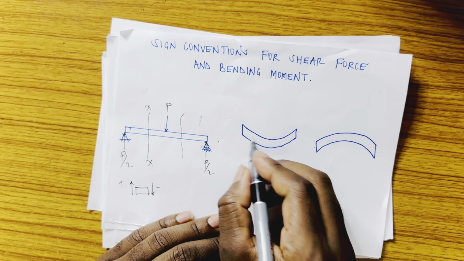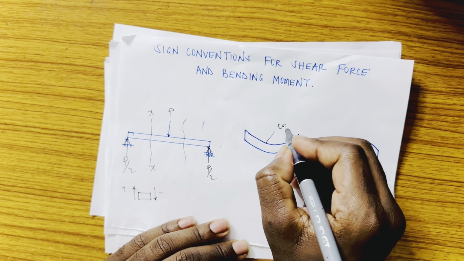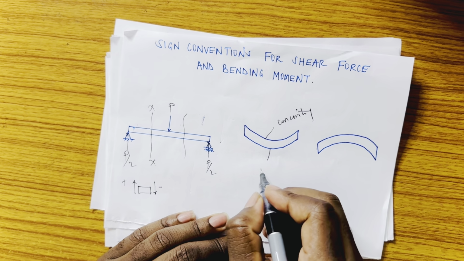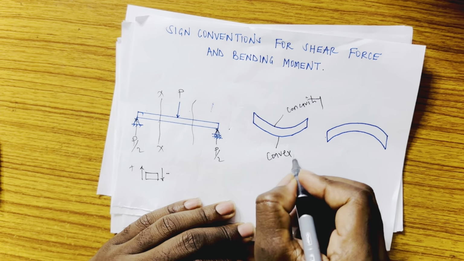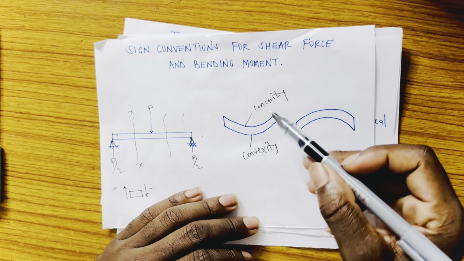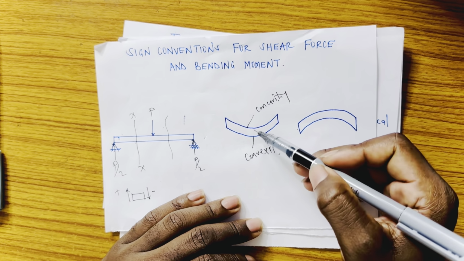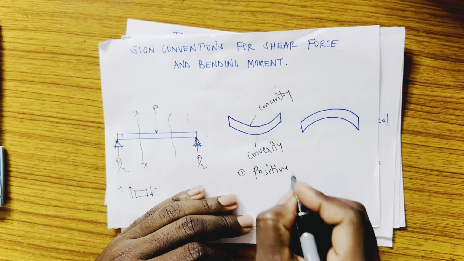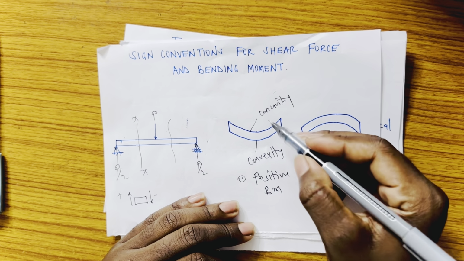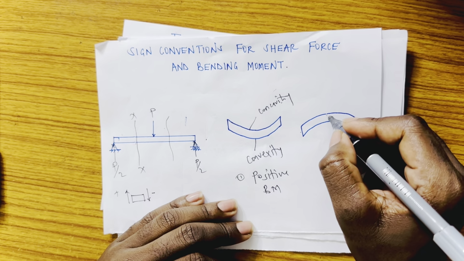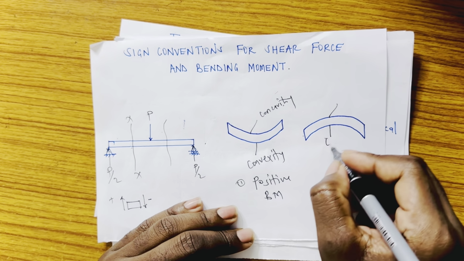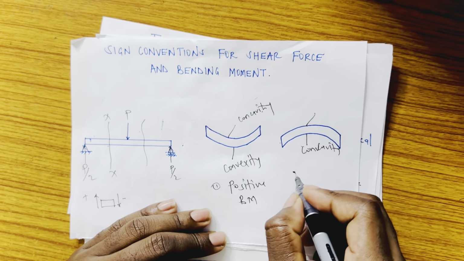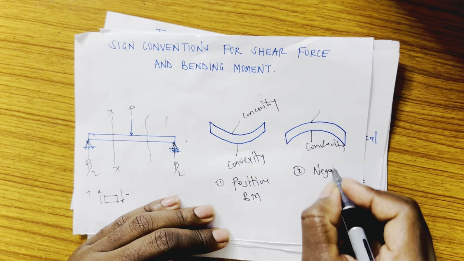For a bending moment, for instance, like this, what you're seeing, the inner part is what we call concavity. Then this outer part is what we call convexity. Now, if the concavity is on the upper part of the beam, like this one, this is what we call a positive bending moment. But if the concavity is on the lower part of the beam, this is taken as a negative bending moment.